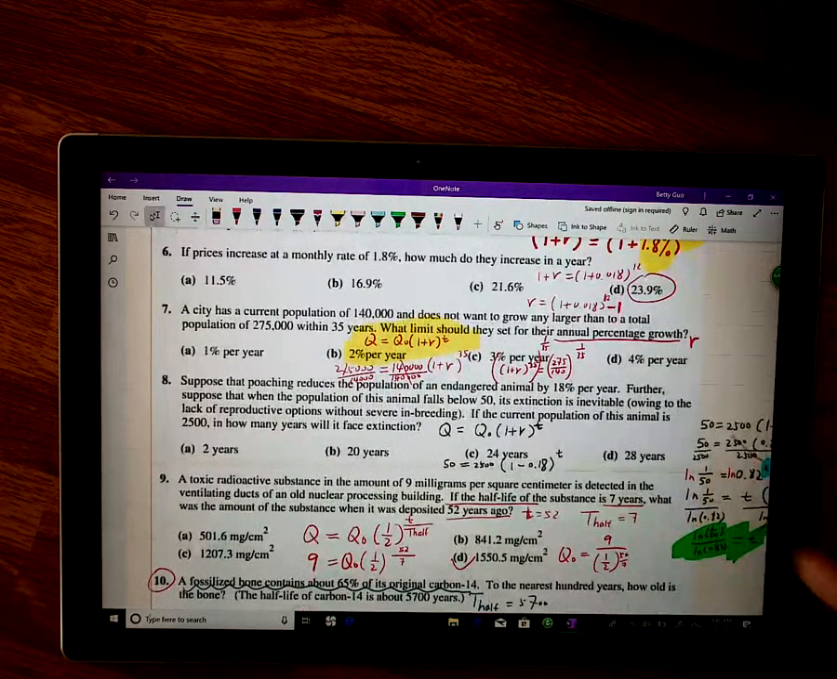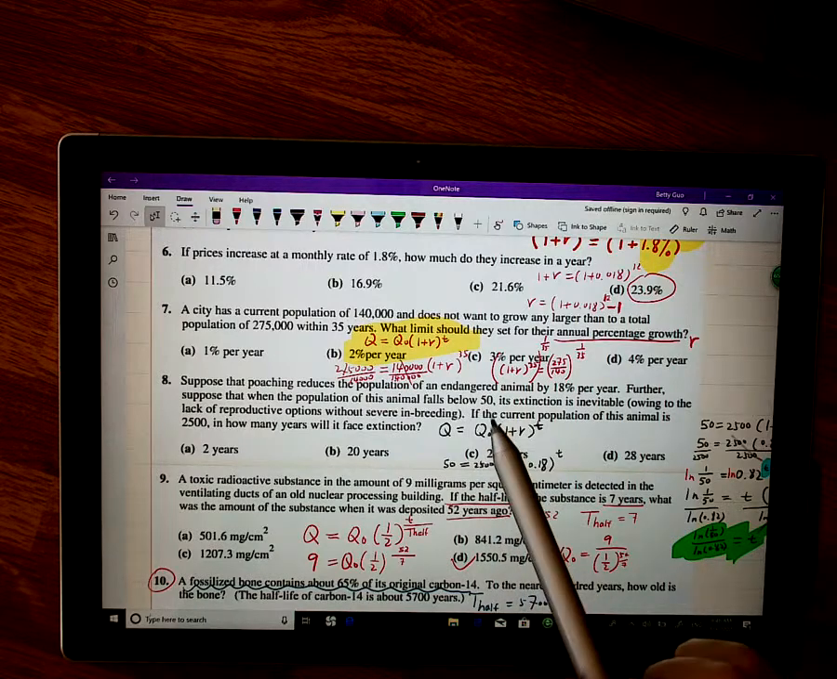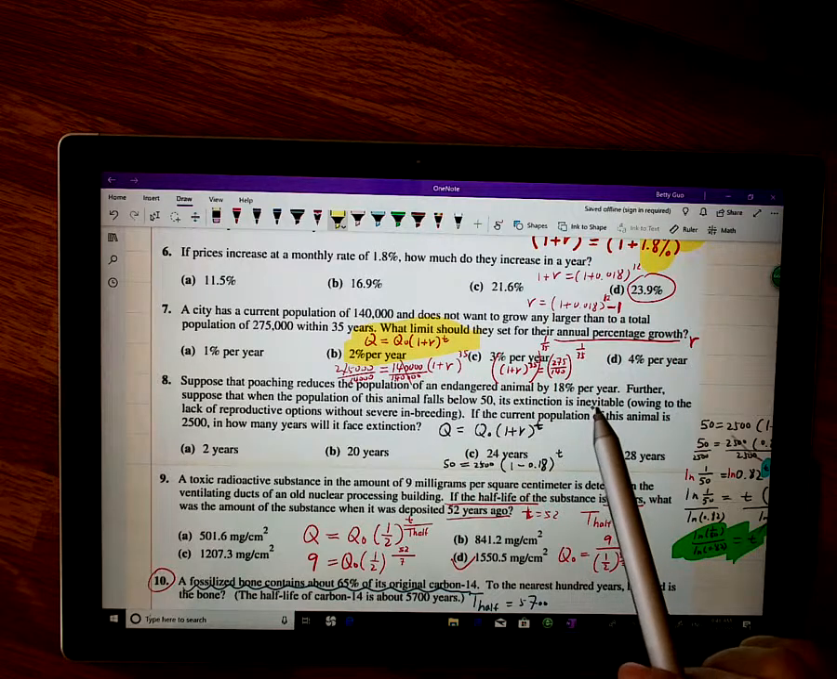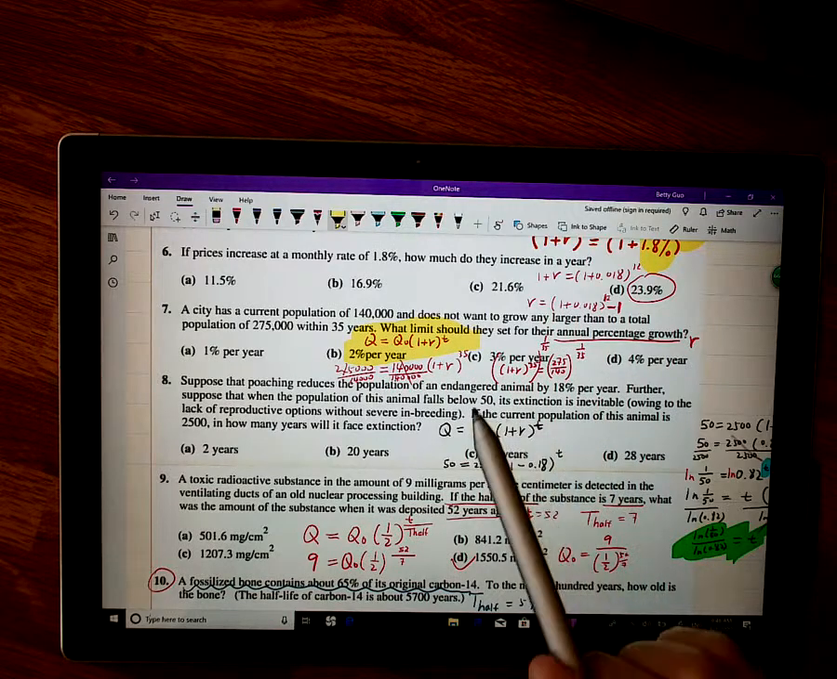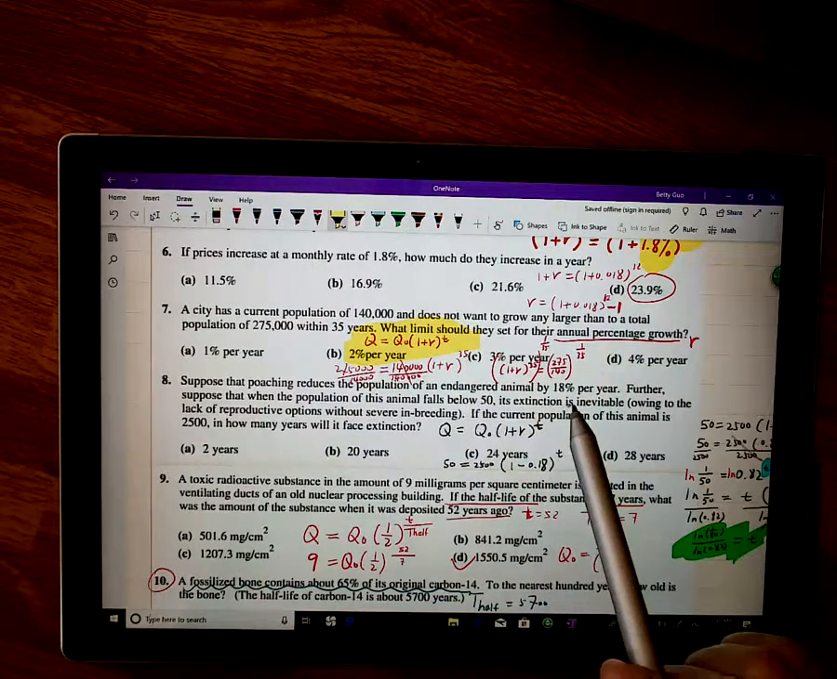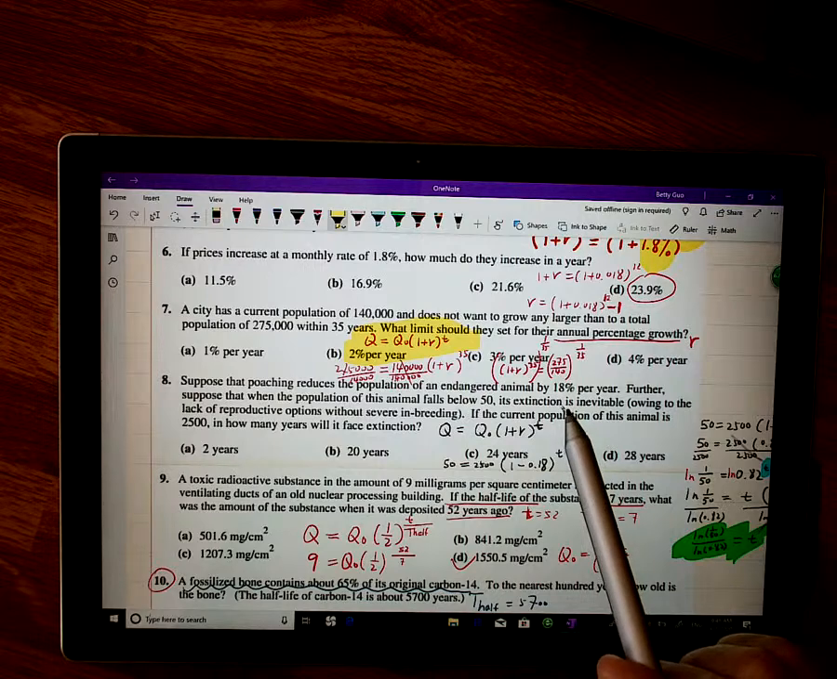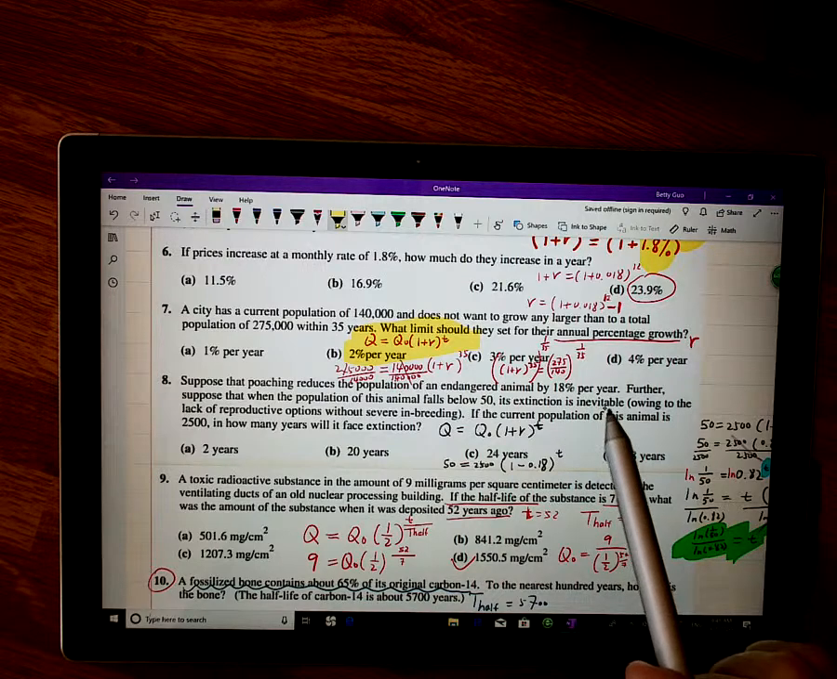Number 8, suppose that poaching reduces the population of an endangered animal by 18% per year. So when you see this sentence, 18% per year, so that is decreasing, right? So this is an exponential decay problem.